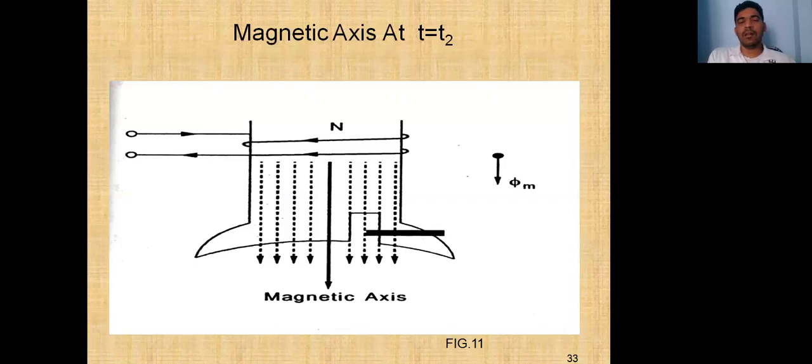At the time t2, there is a maximum value of flux, but almost zero rate of change of flux. Due to that, the EMF induced in the shaded band is minimum, so the opposition is minimum, the flux distribution is uniform, and the magnetic axis is exactly in the middle of the pole.